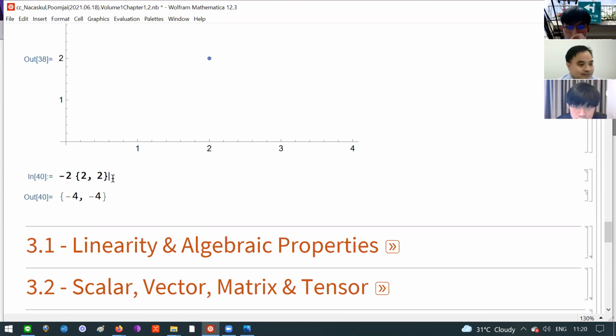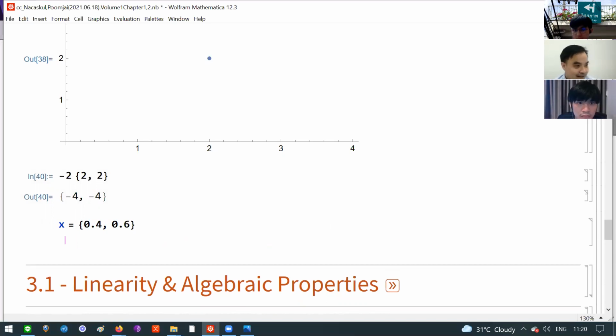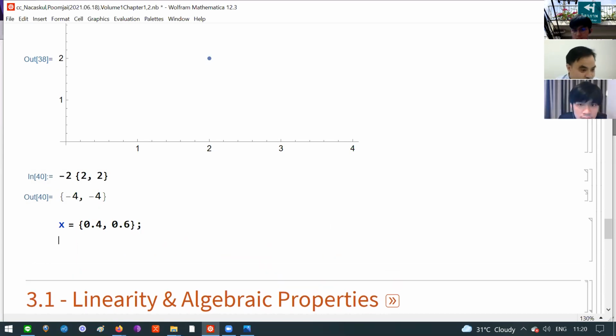Now, I'm going to introduce something that's very interesting. What if, and I'm going to motivate it with a real problem. Let's just say that, I might as well give you this. Let's say x is equal to 0.4 and 0.6. Okay. Now I'm going to show you what it looks like in matrix form.